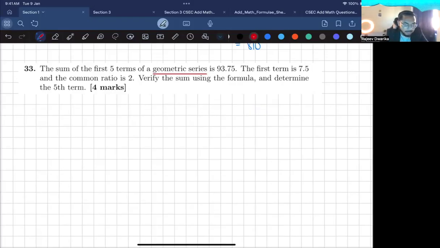Right. So tell me, what are the associated formulas with a geometric series? S of n, which is a in brackets r to the power n minus 1, bracket, over r minus 1.